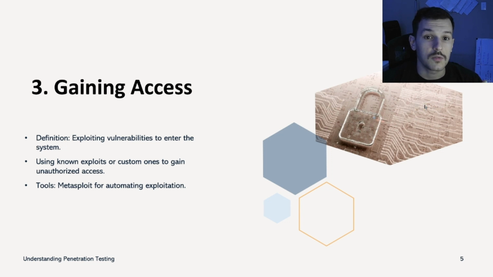So testers may use known exploits or develop their own custom exploits to gain access to the system or network. For instance, if a tester finds a server running a vulnerable version of a web application, they might use an SQL injection to gain access to the database. Tools like Metasploit can be utilized to automate the exploitation process.